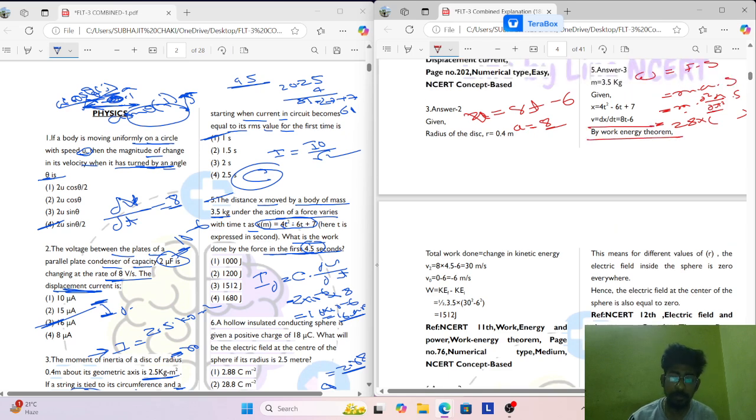Now here they have done it by the work energy theorem. Total work done equals to, sorry, first of all I am solving this way, then I will get to that way. 61, and what was the value of 28?